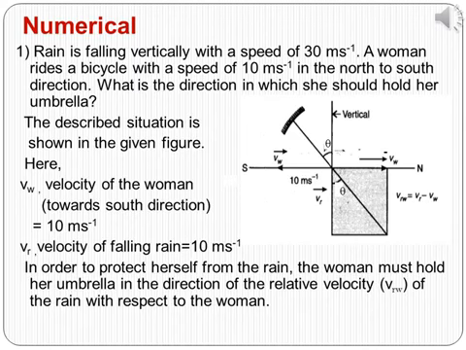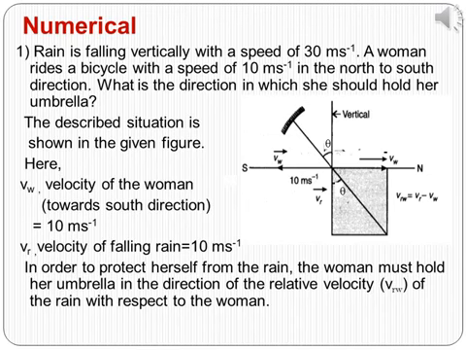Examine the numerical part. Question 1. Rain is falling vertically with a speed of 30 meters per second. A woman rides a bicycle with a speed of 10 meters per second in the north to south direction. What is the direction in which she should hold her umbrella? The described situation is shown in the given figure.